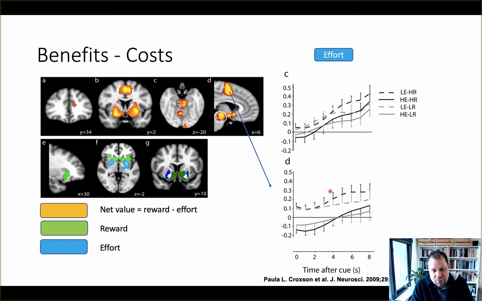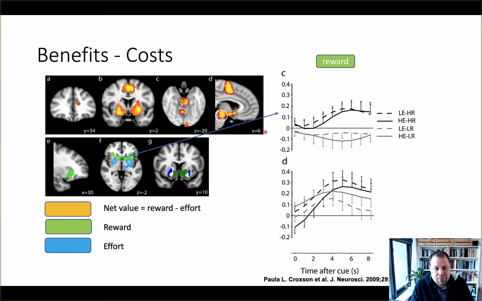So we have low effort trials showing a larger response because the costs are lower, and high effort trials showing a lower bold response because the costs are higher. So this is computing the effort costs in a sense, right? Similarly here in this figure. But this is reflecting the dorsal anterior cingulate cortex here.